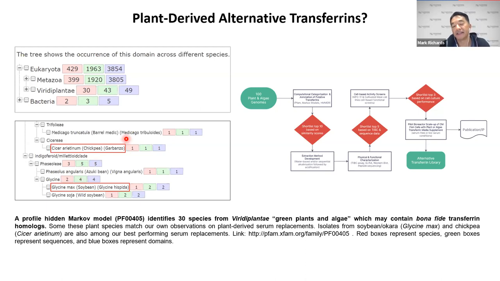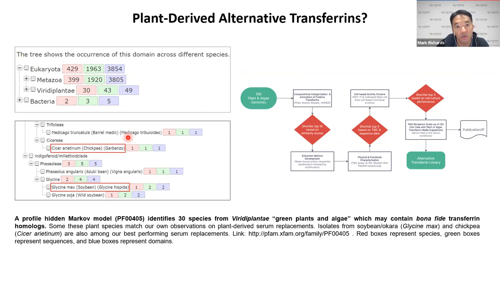However, the delivery of iron into cells, transferrin delivery, is a receptor mediated process, which is quite well described. And we're not sure at this point if a plant alternative transferrin analog would work on the vertebrate cell because of the receptor ligand interaction and other considerations.